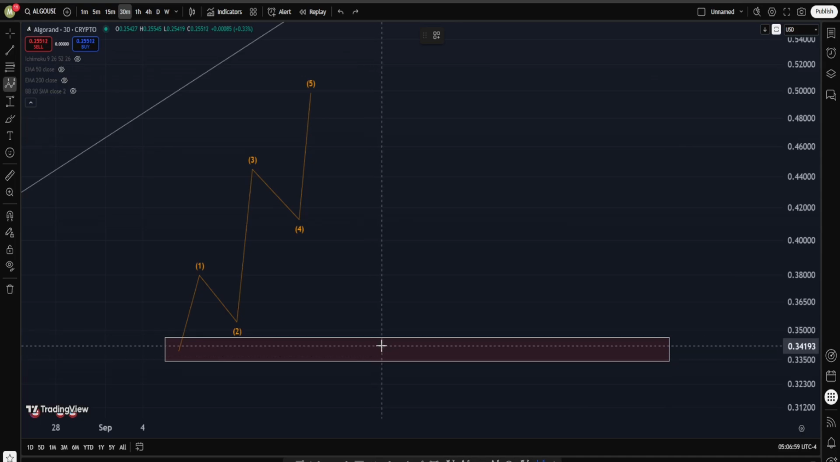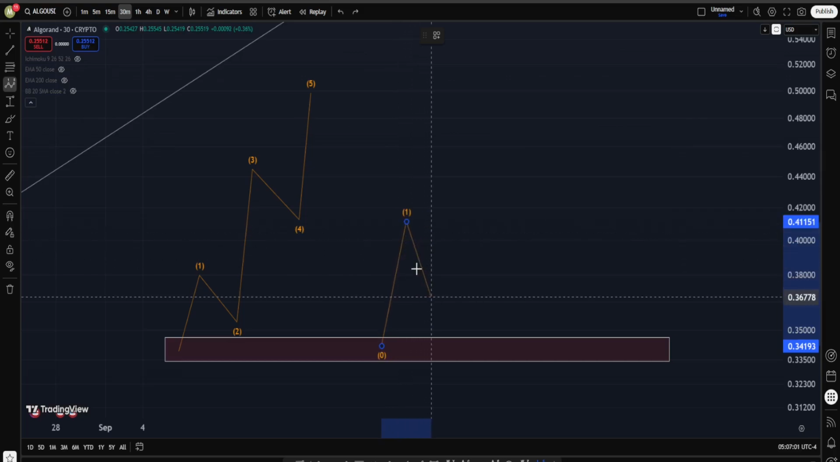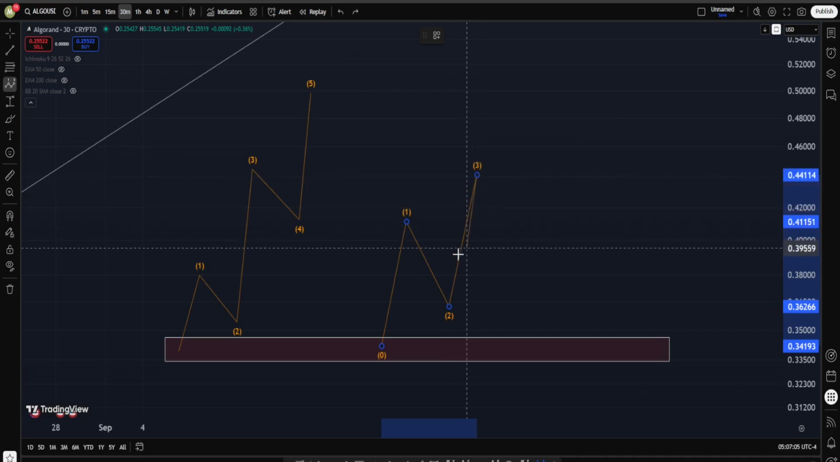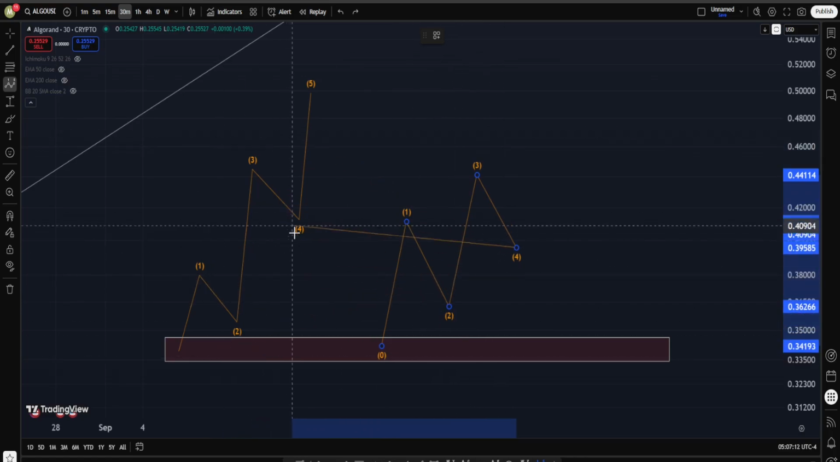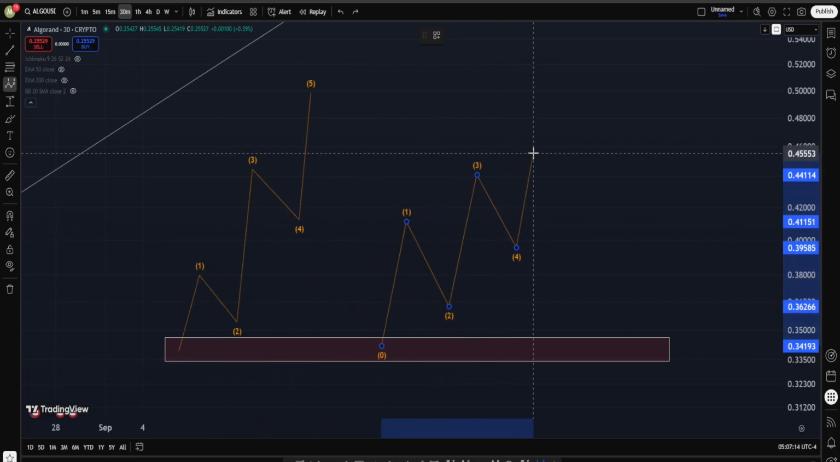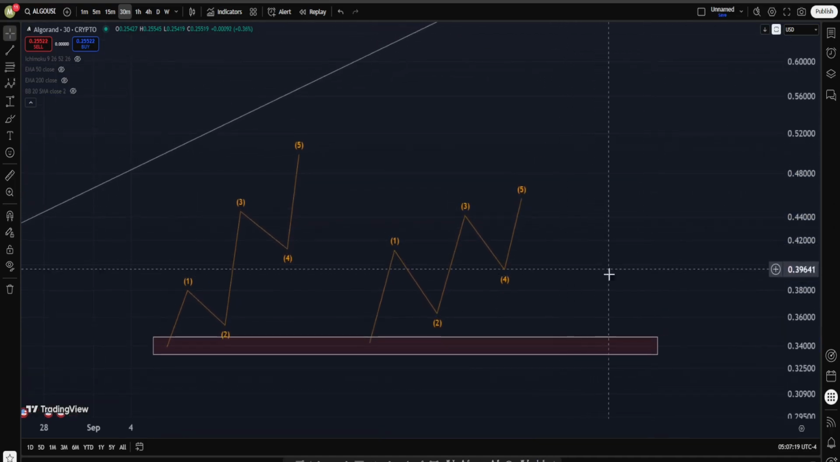In case of a wedge structure, we're going to have our initial move up into 1, which has to be the biggest wave. Correction for 2, another move up into wave 3, it must be smaller than 1. Correction for 4, it has to be smaller than wave 2. And in here, unlike this impulse, we must have this time overlapping of the waves, and this is our final move up into wave 5, and it must be the smallest wave.